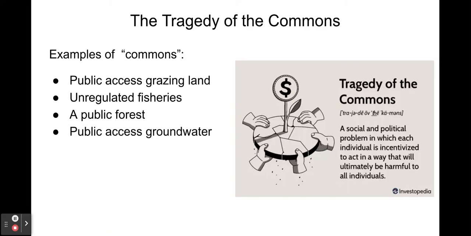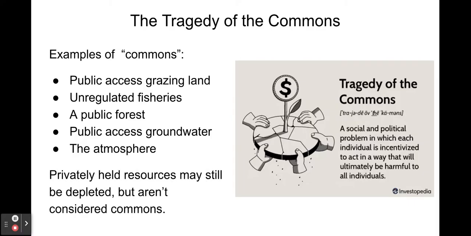Public access groundwater that everybody has access to. The atmosphere. It's really hard to regulate the atmosphere because how do you regulate what we put into the air? Roughly, anybody can put whatever they want into the air around us, and with some exceptions for certain substances and gases that are regulated in the atmosphere, the atmosphere is a commons that we all have access to. Privately held resources may still be depleted. There's nothing stopping that. But they aren't considered commons, and they're not what we refer to when we're talking about the tragedy of the commons.